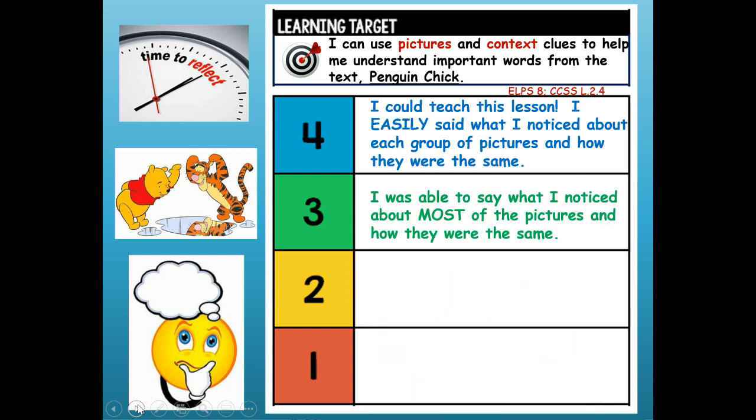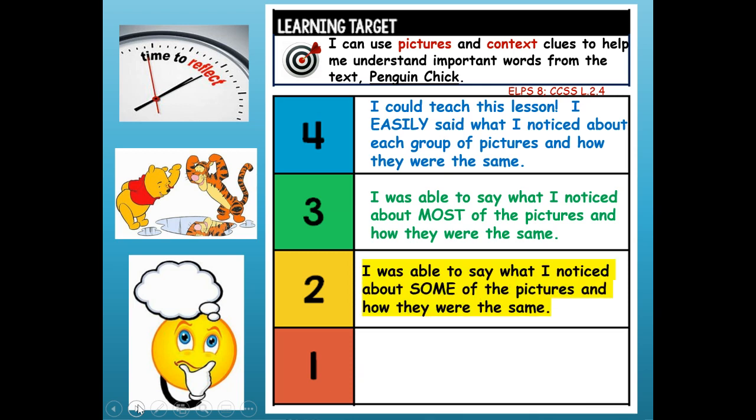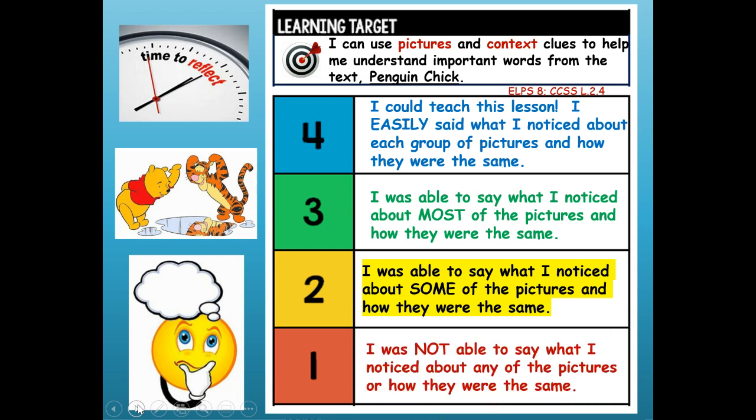Would you give yourself a 3? I was able to say what I noticed about most of the pictures and how they were the same. Or would you give yourself a 2? I was able to say what I noticed about some of the pictures and how they were the same. Or would you give yourself a 1? I was not able to say what I noticed about any of the pictures or how they were the same. So write your reflection at the top of your paper: 4, 3, 2, or 1.